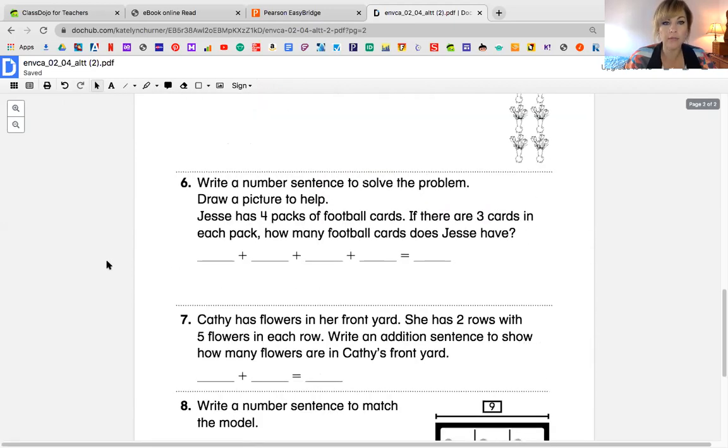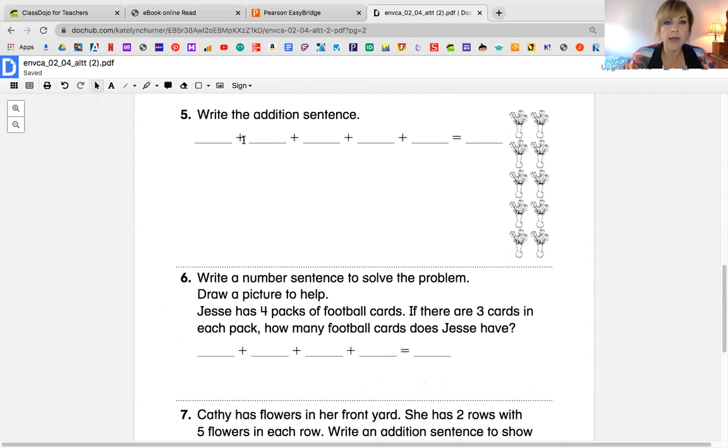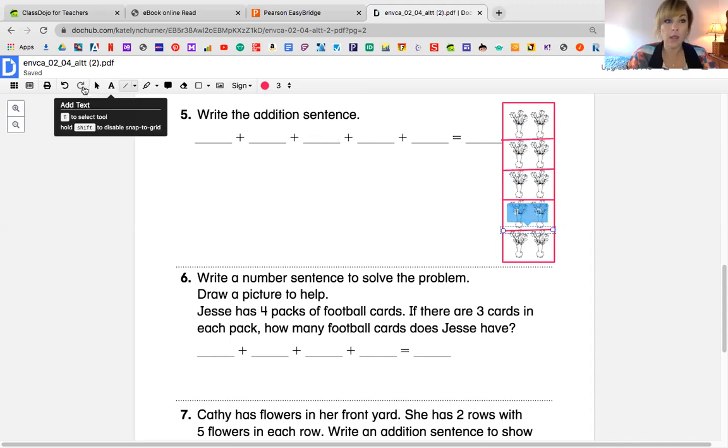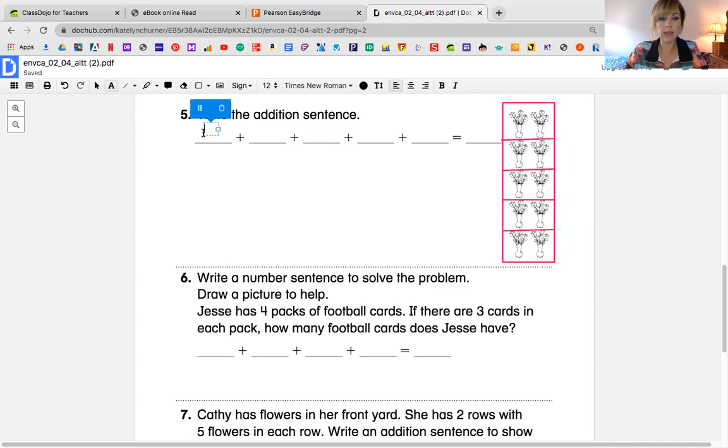All right, number 5. Number 5 has my addition sentence, and I already have an array here. So same thing, you can make your array box around here, okay? And then all I would have to do is put in my rows. So here's a row here, here's a row here, here, and here. So I have 1, 2, 3, 4, 5 rows of 2. And what does that look like? It looks like 2 plus 2 plus 2 plus 2 plus 2. Those are just all over the place.